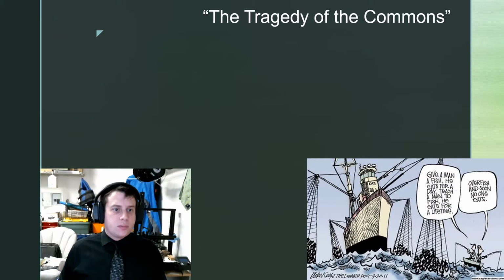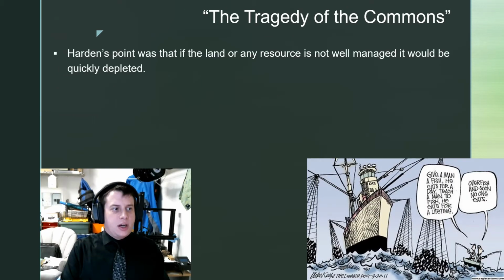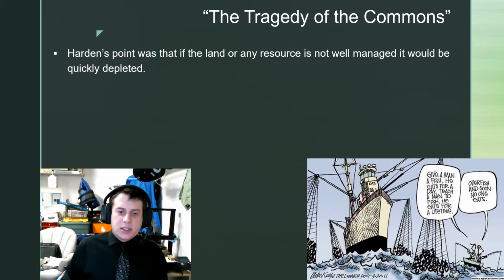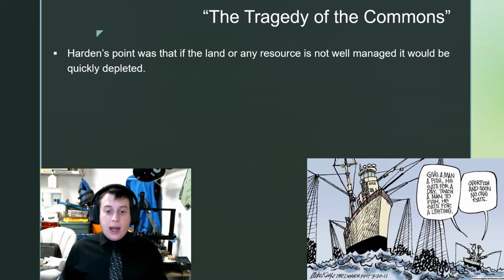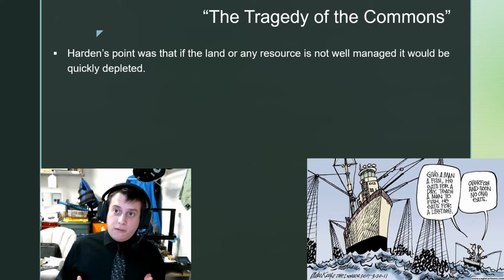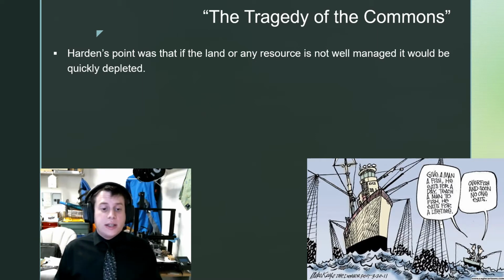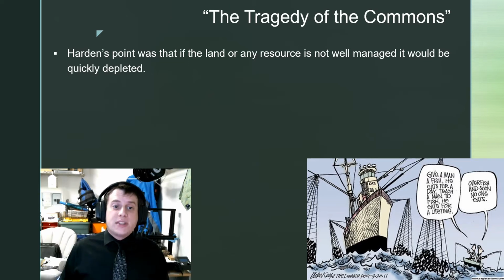Well, the thing is, though, his point was that the land or any resource, if it's not managed, if you don't have limits placed on it, like, for example, the cartoon right over there, which is about fishing, all right, like catch limits in fishing. You're only allowed to fish so many fish at a time or something along those lines. His point is that if it's not managed, it would be quickly depleted.